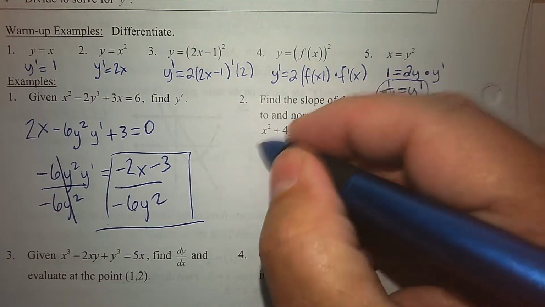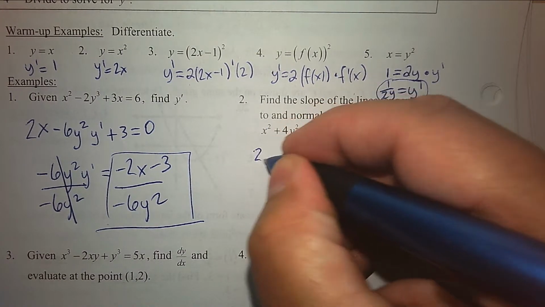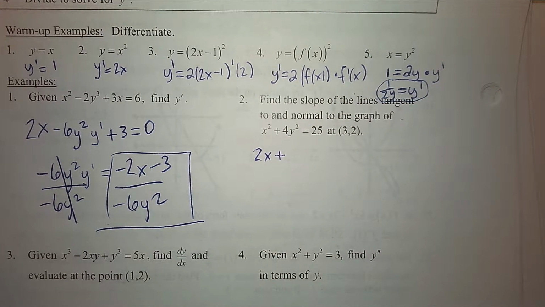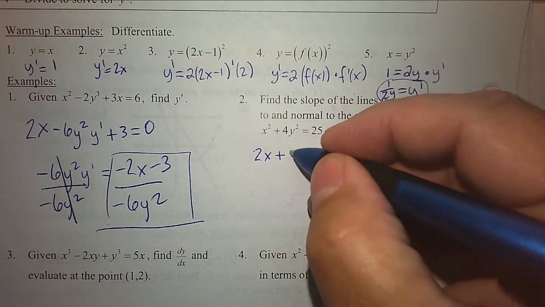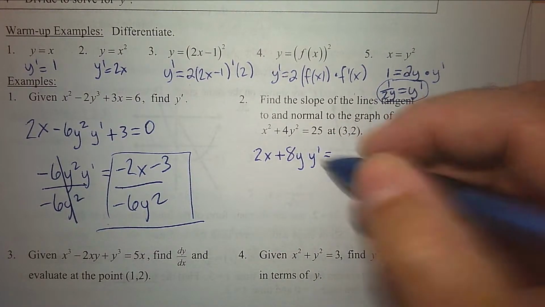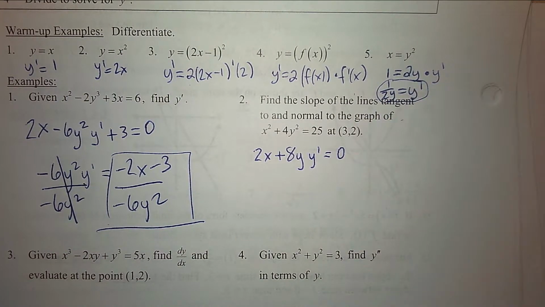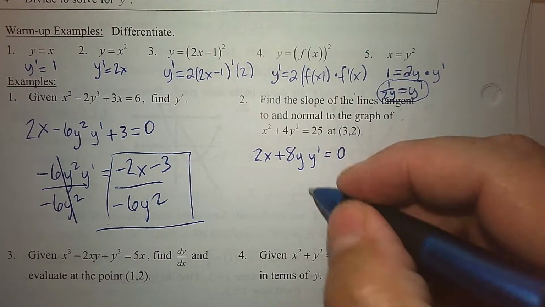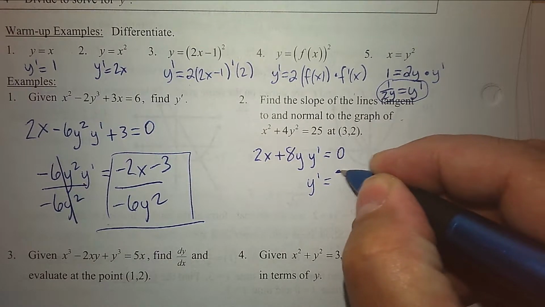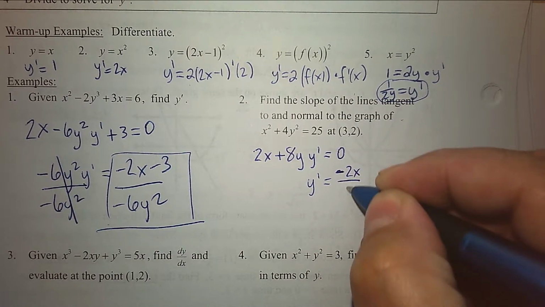The derivative of x squared is 2x. What's the derivative of 4y squared? 8y, and then include y prime. And the derivative of 25 is 0. How would you get y prime by itself? What would you do? Subtract what? 2x, and then what would you do? So subtract 2x and then divide by 8y.